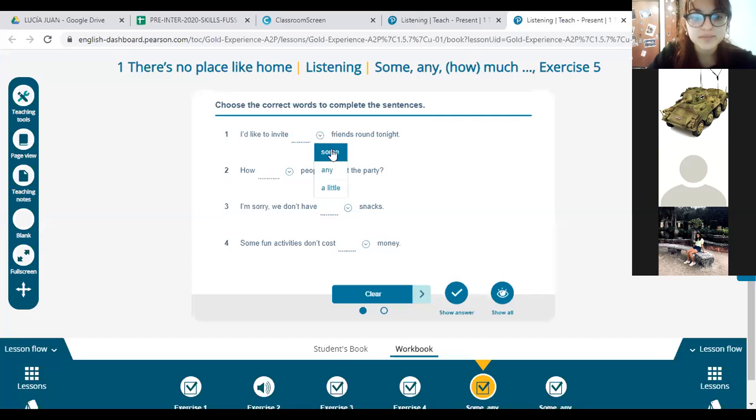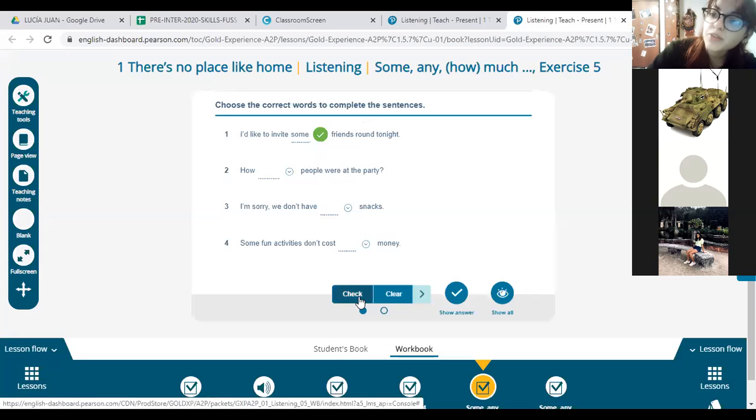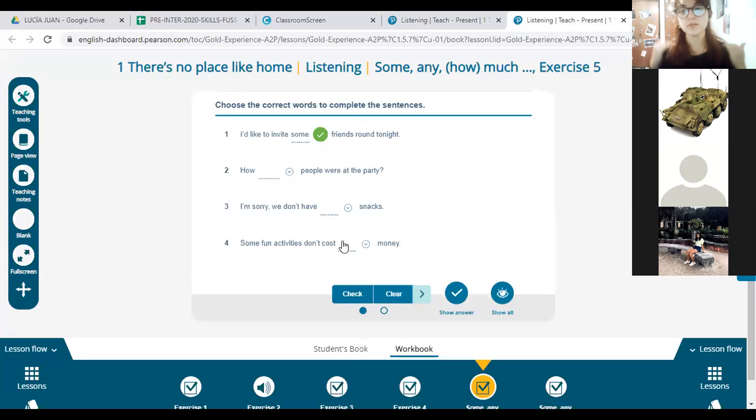The first one. So, you need to choose the correct words to complete the sentences. Can you do the first one? Page 10, exercise 5. I like to invite some friends round tonight. To invite round means to invite them to come hang out. Okay?